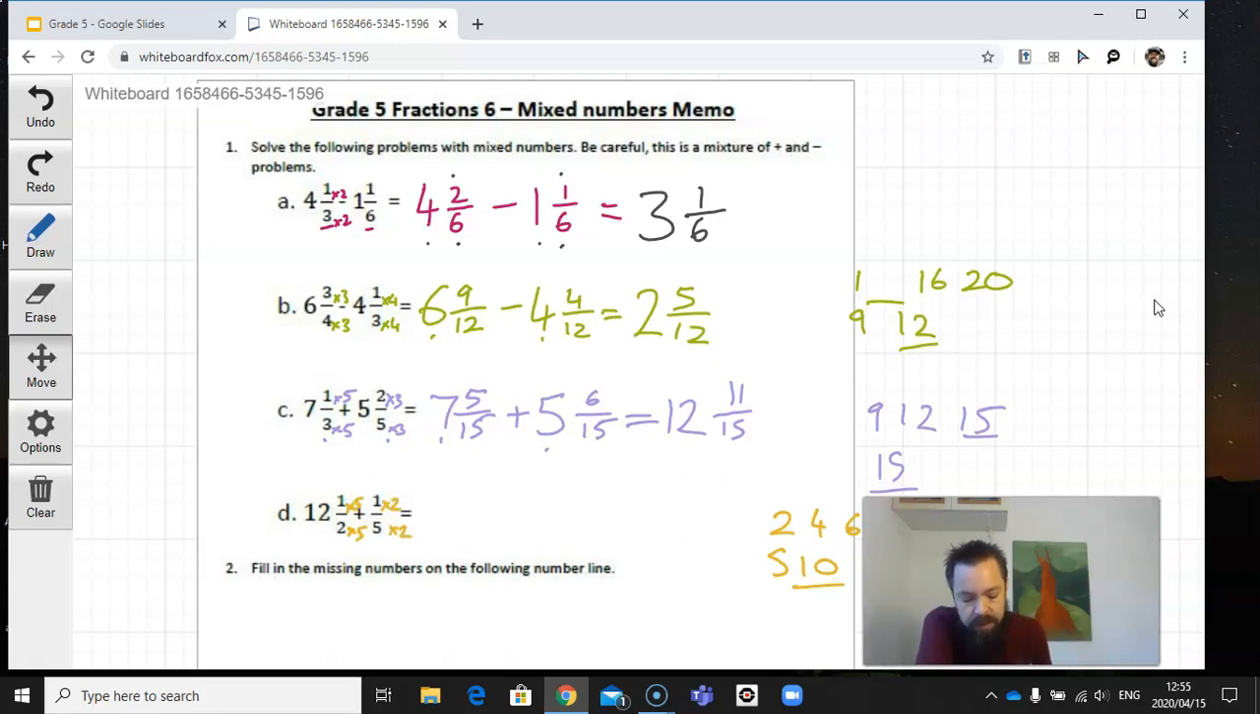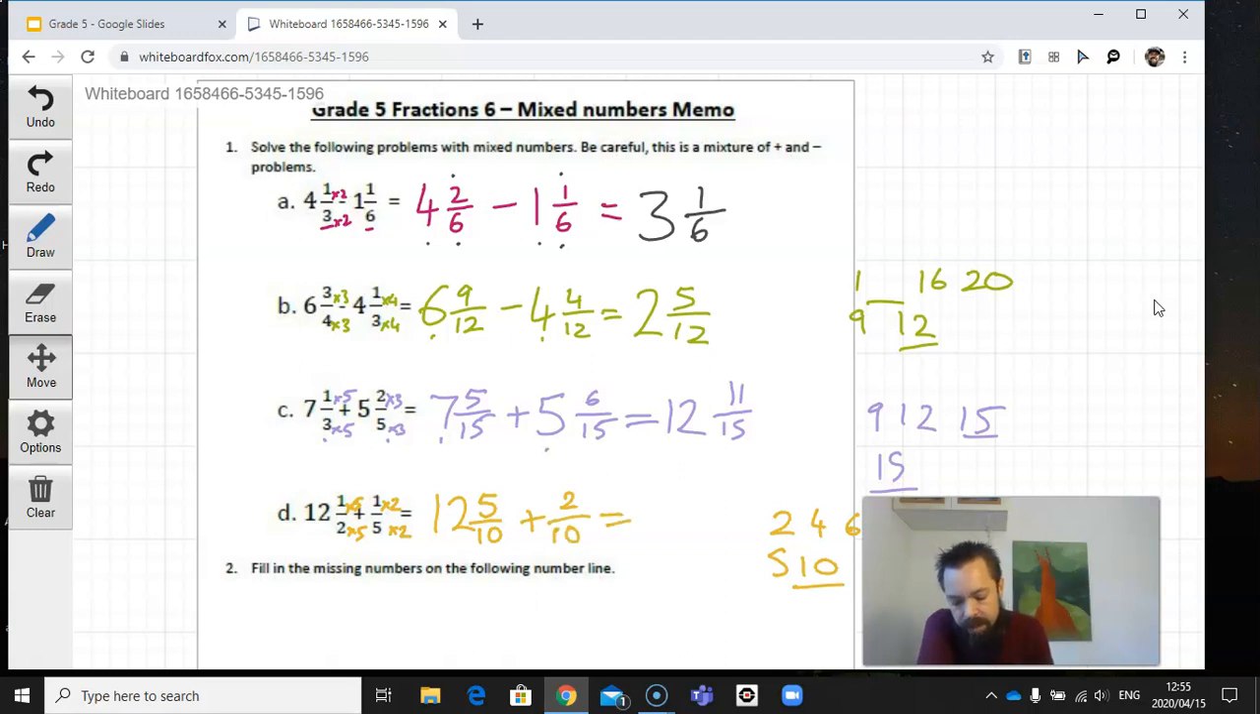So the difference about D is I didn't give you a whole number, but that shouldn't prove to be a problem. So a whole number stays the same for the first one. 1 times 5 is 5. New numerator, new denominator is 10. Plus 1 times 2 is 2. 5 times 2 is 10.